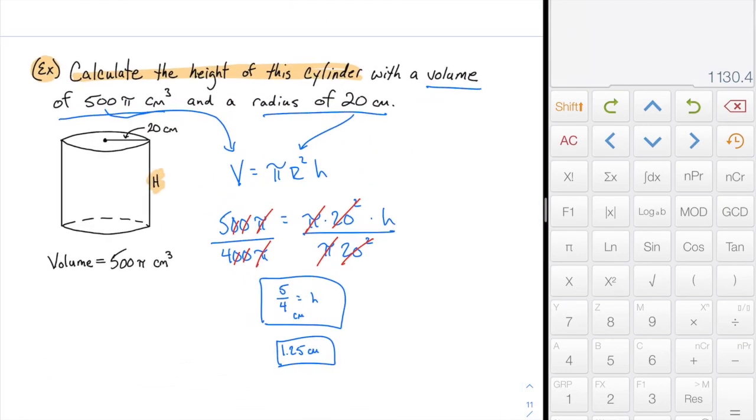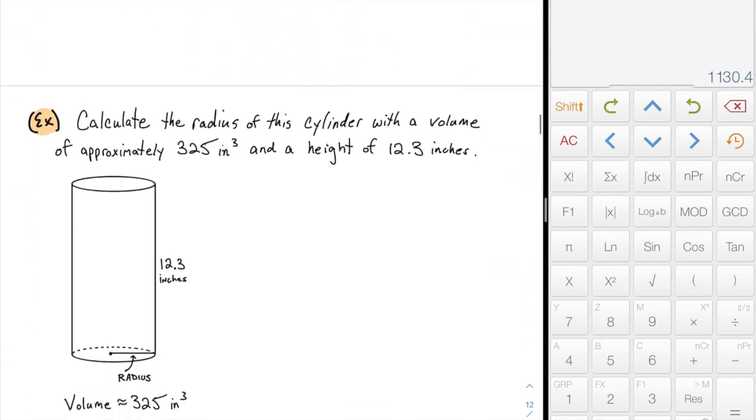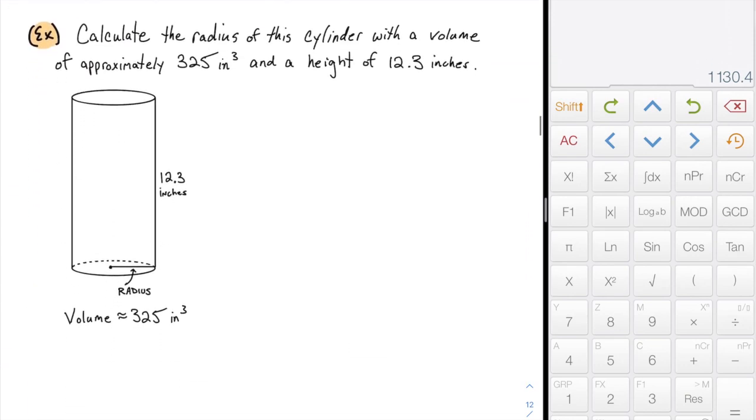Now I have one more example. What happens if we give you a problem that looks like this one, where instead of asking for the height, they're asking for the radius? Calculate the radius, right? So the task is to calculate the radius. I'm going to do the same exact thing that I did before. I'm going to write the formula. I'm going to plug in what I know.